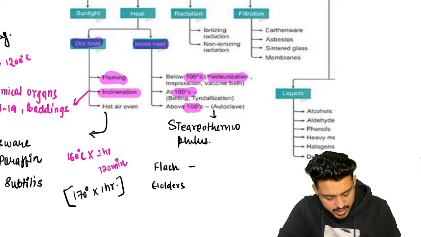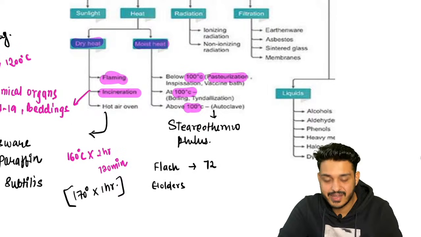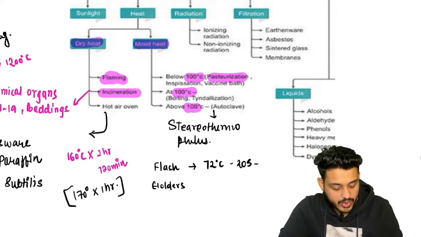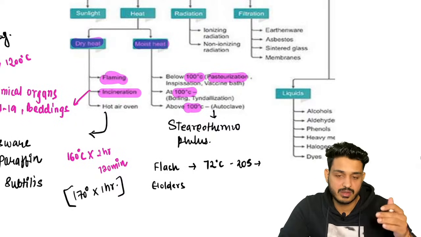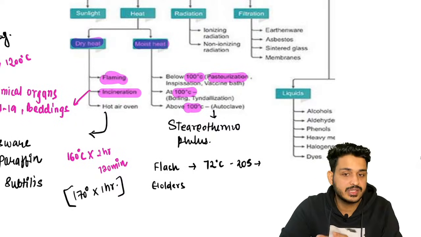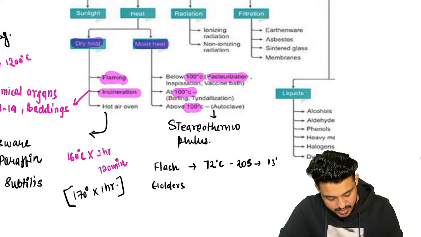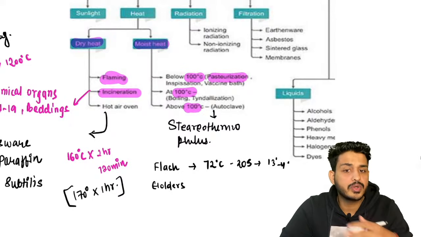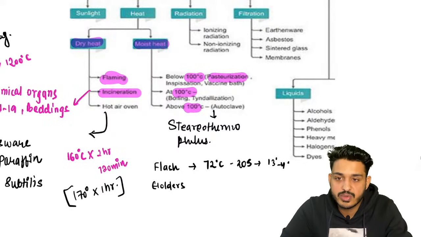In the flash method, we keep the temperature at 72 degrees Celsius for 20 seconds, right? And then we decrease the temperature from 72 to 13 till 4 degrees Celsius. This is known as the flash method. This is going to kill everything. All the spores are also going to get killed.